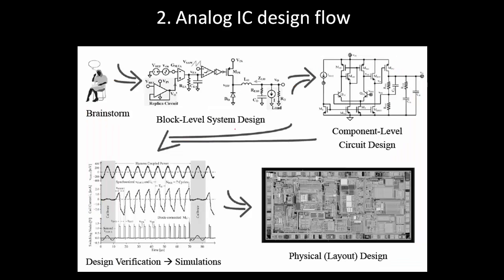Okay then, so what's the analog IC design flow? We first start to brainstorm for ideas for the device we want to create, and then we start creating our block diagram, in which every block is connected to the other blocks in a design that gives us the function we want to perform.